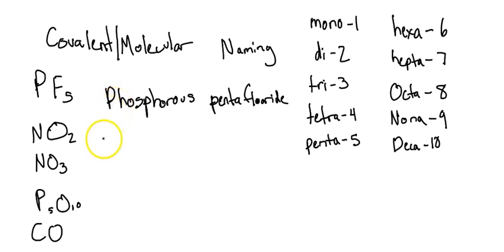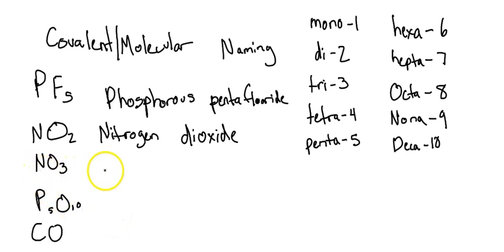Our second one, we write our nonmetal first, so we have nitrogen. And then we have 2 oxygens here. We go over here, we see di is the prefix for 2, so we have dioxide. For the next one, again we just have 1 nitrogen, so nitrogen. And this time we have 3 oxygens, so we have trioxide.